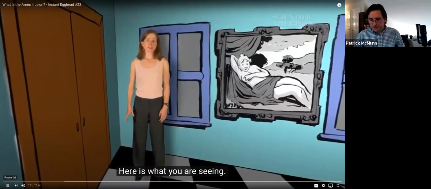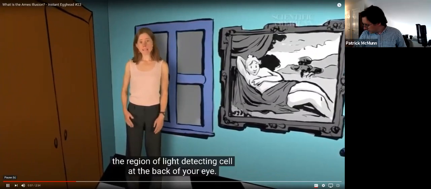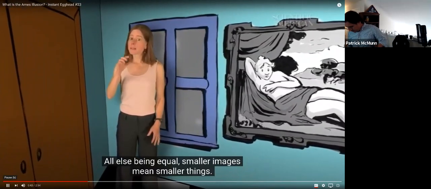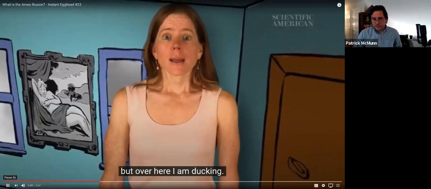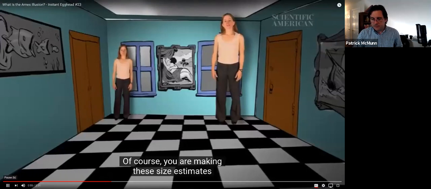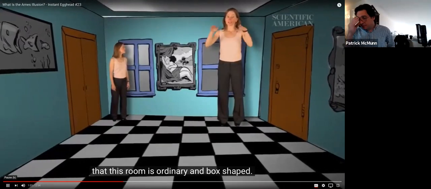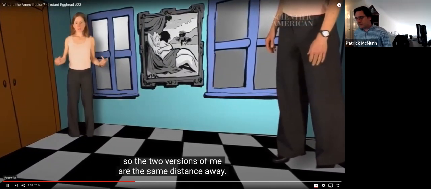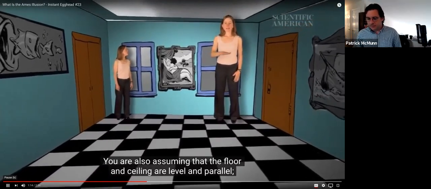Here's what you're seeing. The me over here is indeed projecting a smaller image onto your retina, the region of light detecting cells at the back of your eye. All else being equal, smaller images mean smaller things. Here, I'm in no danger of hitting my head on the ceiling. But over here, I am ducking. Ceilings are useful visual landmarks for judging size. Of course, you're making these size estimates based on the assumption that this room is ordinary and box-shaped. You assume the back wall is perpendicular to the line of sight, so the two versions of me are the same distance away. You're also assuming that the floor and ceiling are level and parallel.